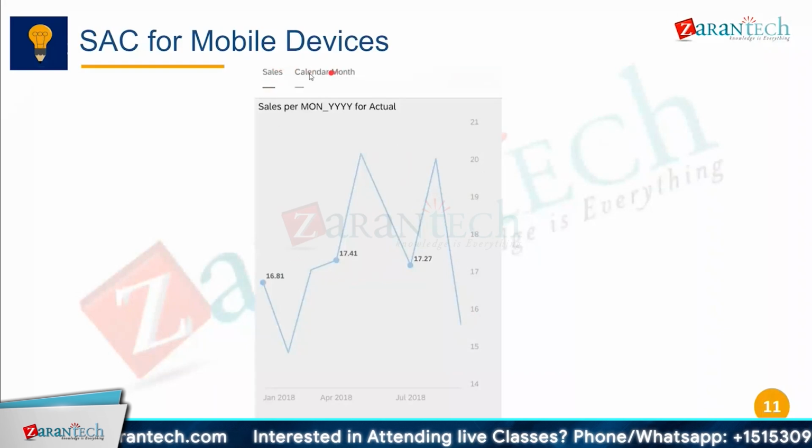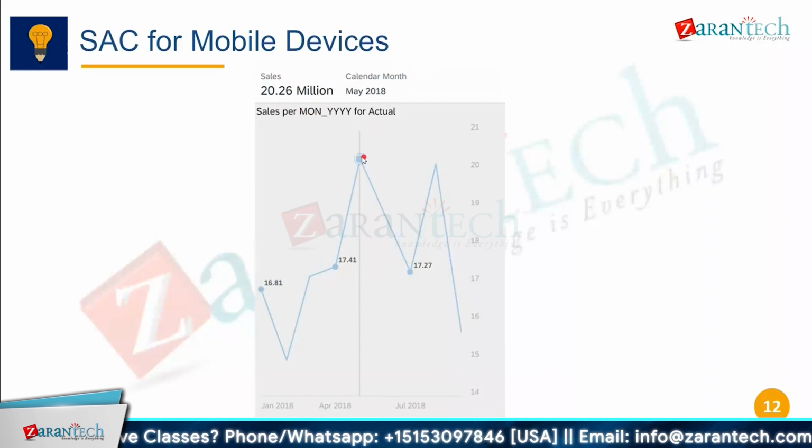So on top, you have the sales and calendar month. Basically, in case the user wants to know what the value is when he clicks on a certain point, then it will show up here. In the next screenshot, you can see we have selected this value, which is for the May month. What is the sales? If you put your finger and click this, then it will show up the value here on the top. So for every chart, we have this kind of feature where they can see clearly and understand what is the exact value.